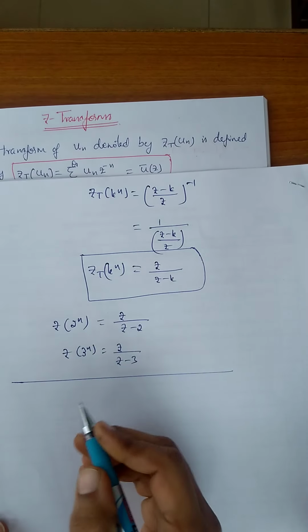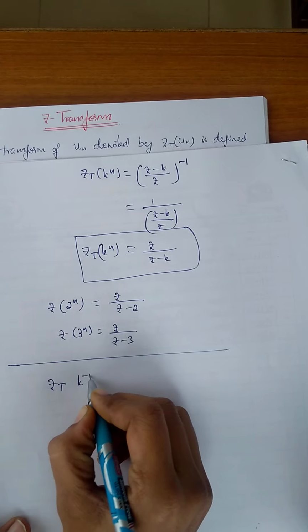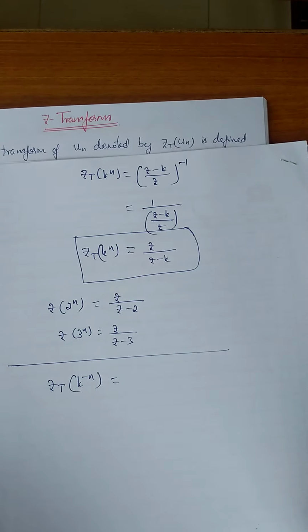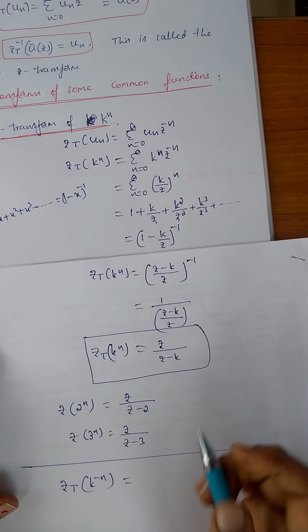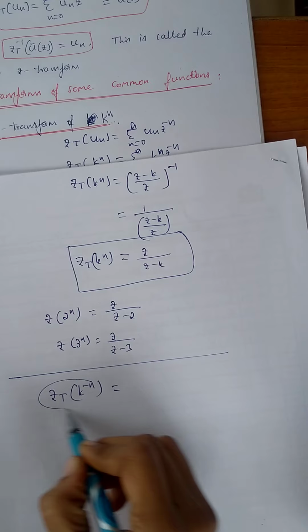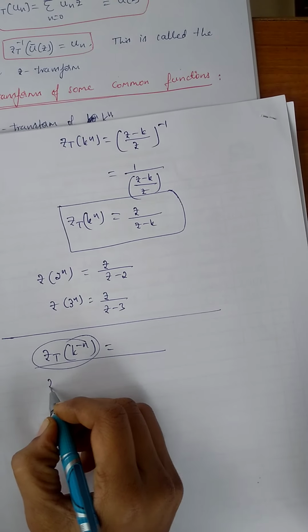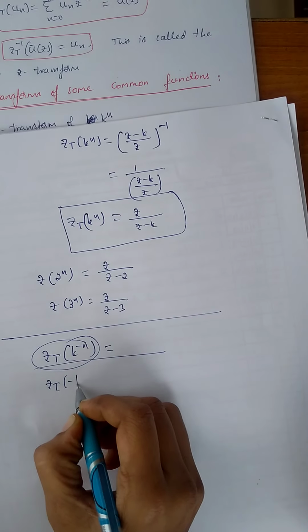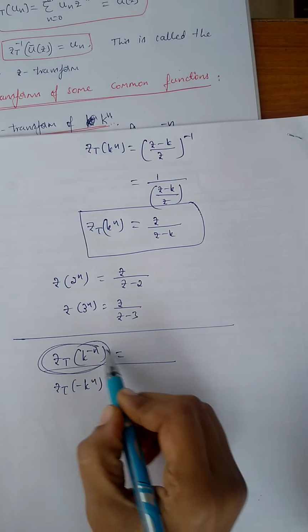Suppose if you have the z transform of k to the power of minus n, then what is the answer? Actually, this negative power I will explain later, in the properties. Suppose if they are asking the z transform of minus k power n, k to the power of minus n I will explain in the property.